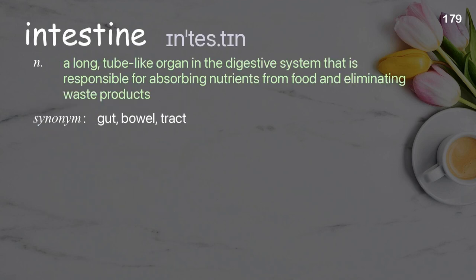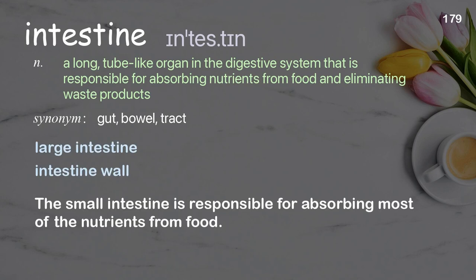Intestine. A long, tube-like organ in the digestive system that is responsible for absorbing nutrients from food and eliminating waste products. Examples. Large intestine. Intestine wall. The small intestine is responsible for absorbing most of the nutrients from food.